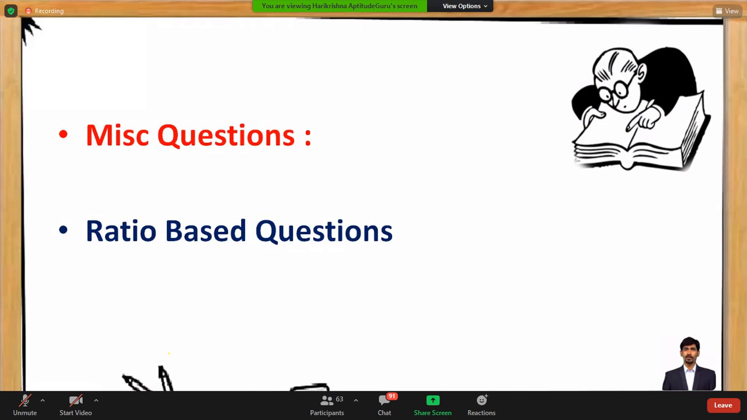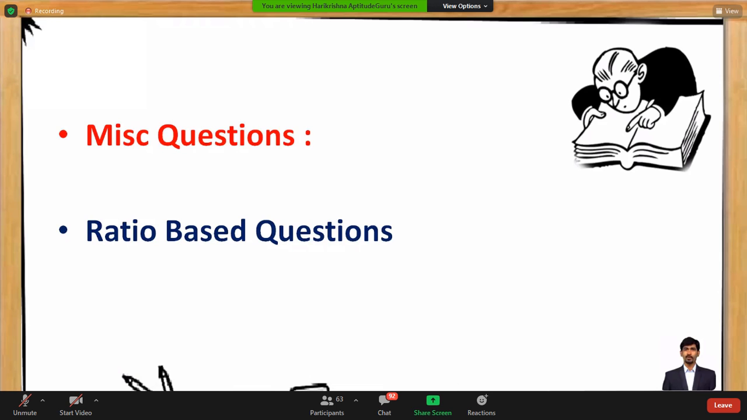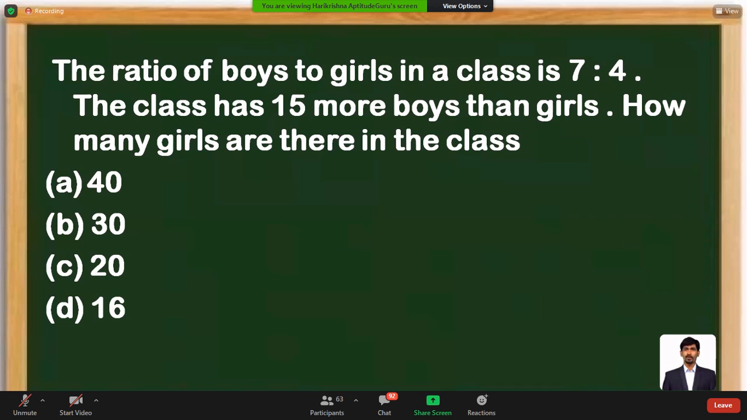So those are the questions based on ratios. The remaining practice questions, I will share this file in the group. These are all practice questions you can easily solve just for understanding.